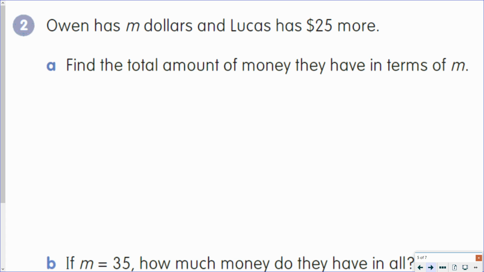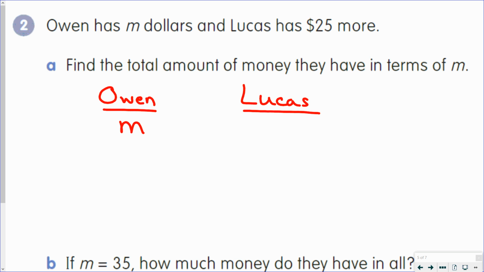Owen has M dollars and Lucas has $25 more. So find the total amount of money they have in terms of M. So we're looking at Owen's amount and we're looking at Lucas's amount. Well, it says Owen has M dollars and Lucas has $25 more. So what that means is that Lucas has $25 more than Owen. So if Owen had M, Lucas would have M plus 25.